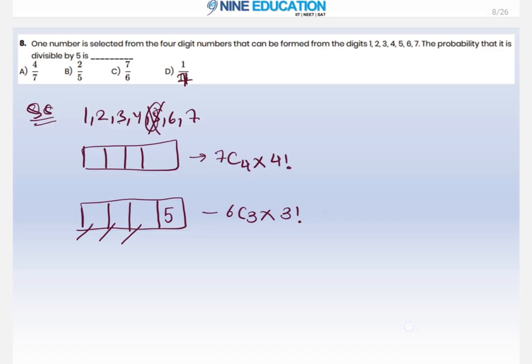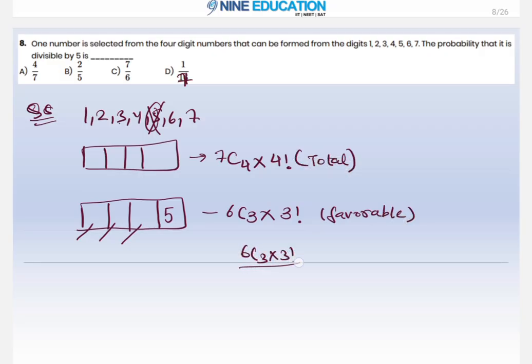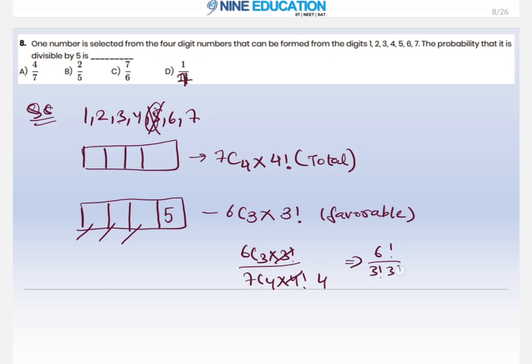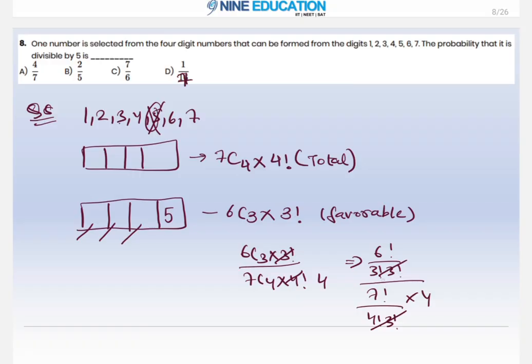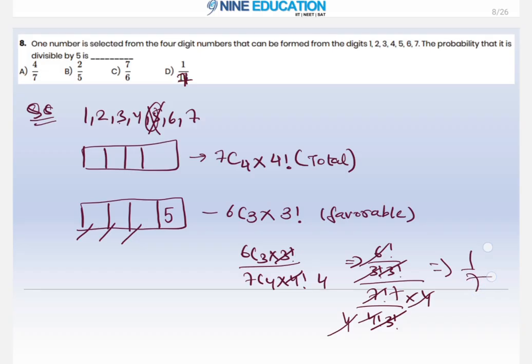And hence the probability will be favorable over total outcomes. So probability is 6C3 into 3 factorial by 7C4 into 4 factorial. That is 6 factorial by 3 factorial 3 factorial, into 3 factorial, divided by 7 factorial by 4 factorial 3 factorial, into 4 factorial. 3 factorial cancels, 6 factorial with 7 factorial gives 1 by 7, and the 4s cancel. So option D, 1 by 7 is correct.